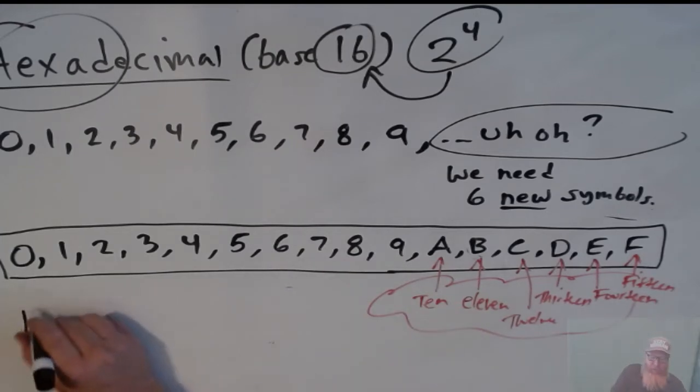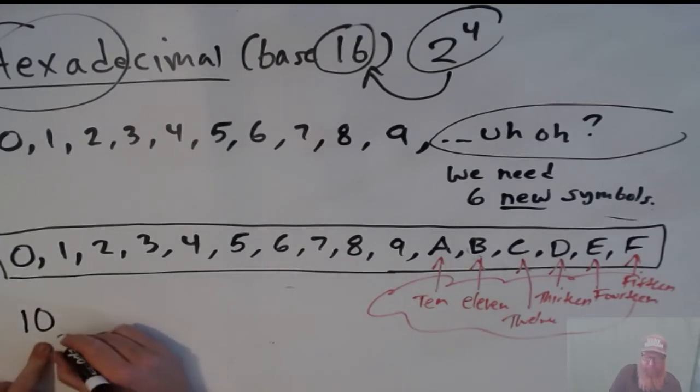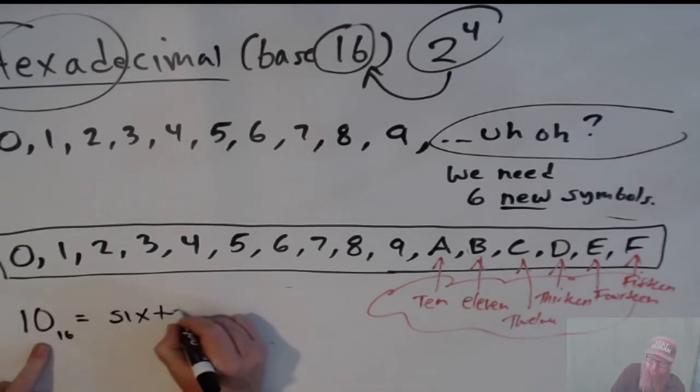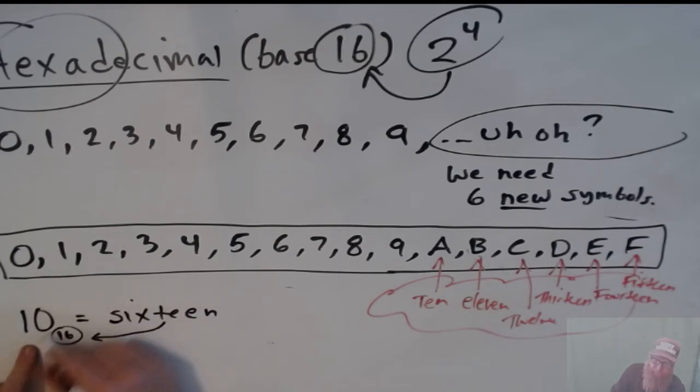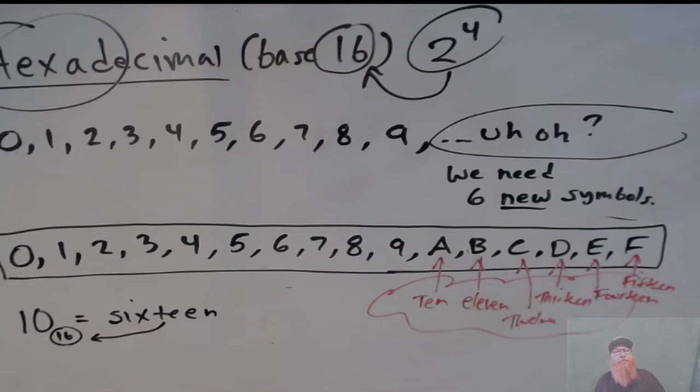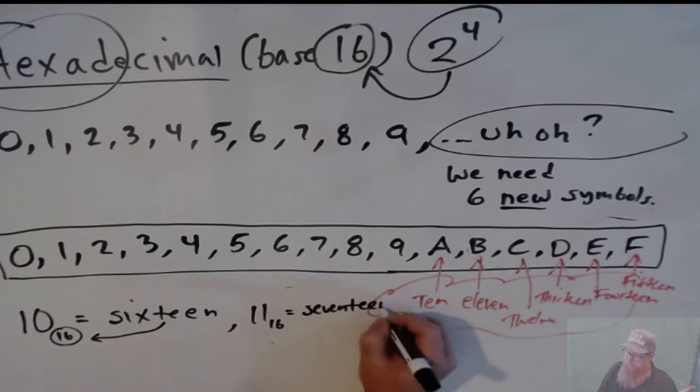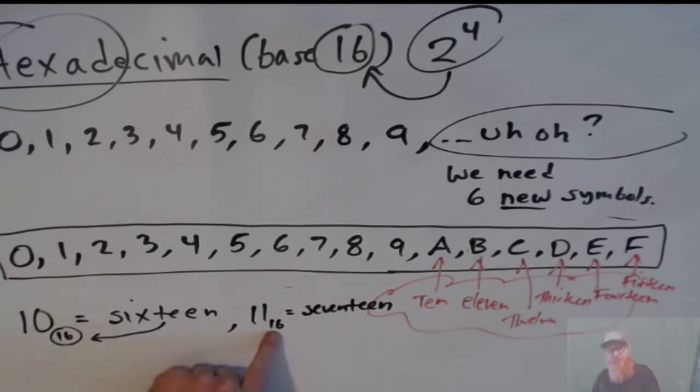So the number that looks like 10 is actually 16. That's the subscript base to tell us it's 16. So on and so forth. The number that looks like 11 is actually 17. Base 16, the number that looks like 11 is 17. Okay. So these are the hexadecimal digits.